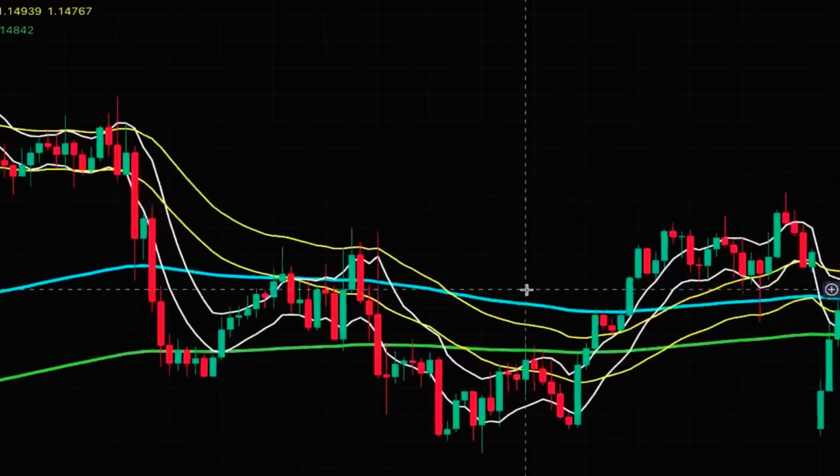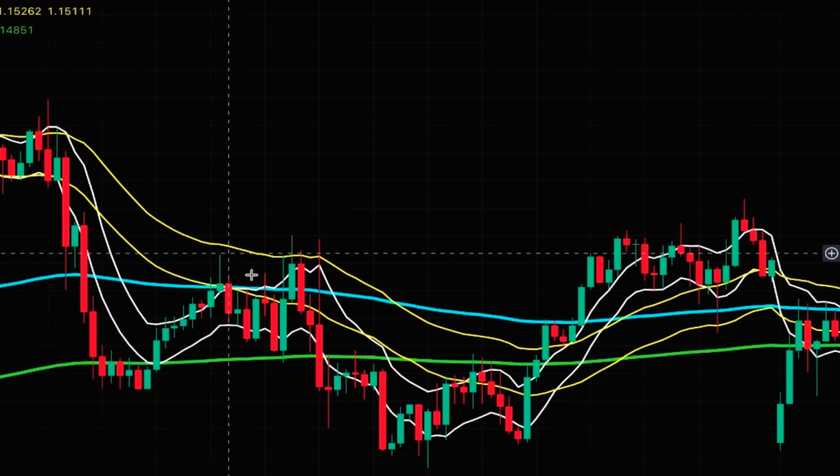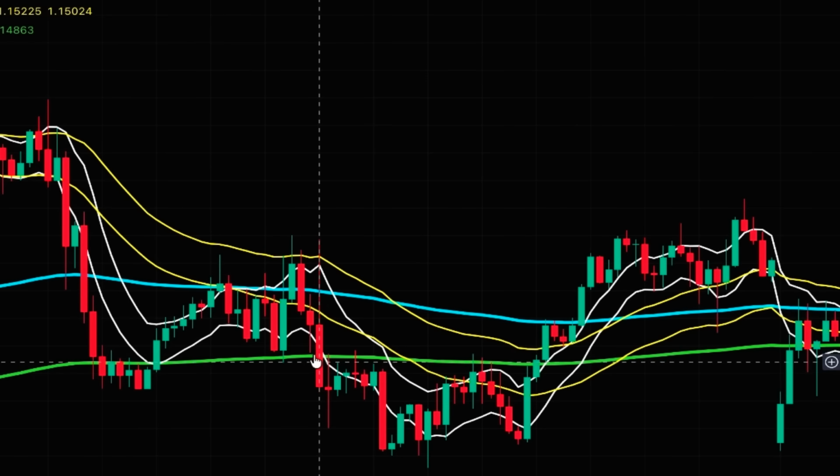Alright, here you can see that the price went up above the green line, above the blue line, again crossed below them and went down below the green line.